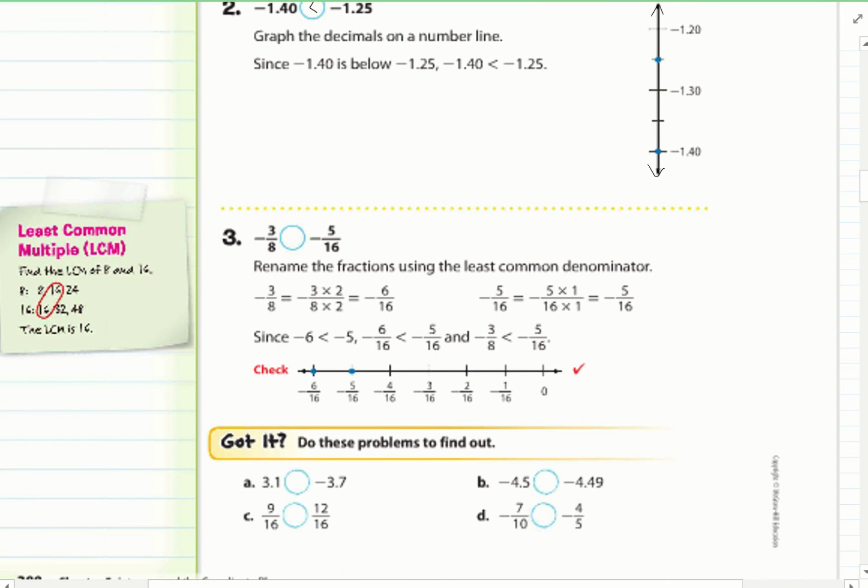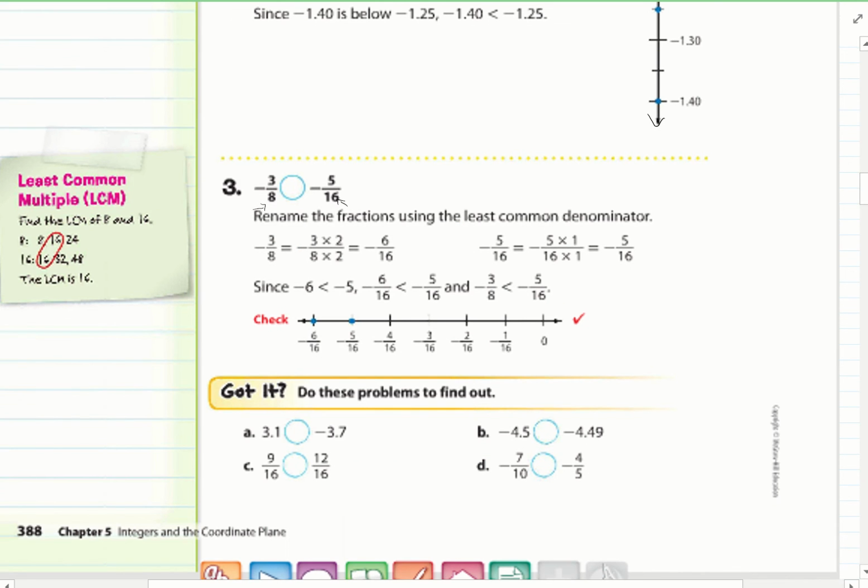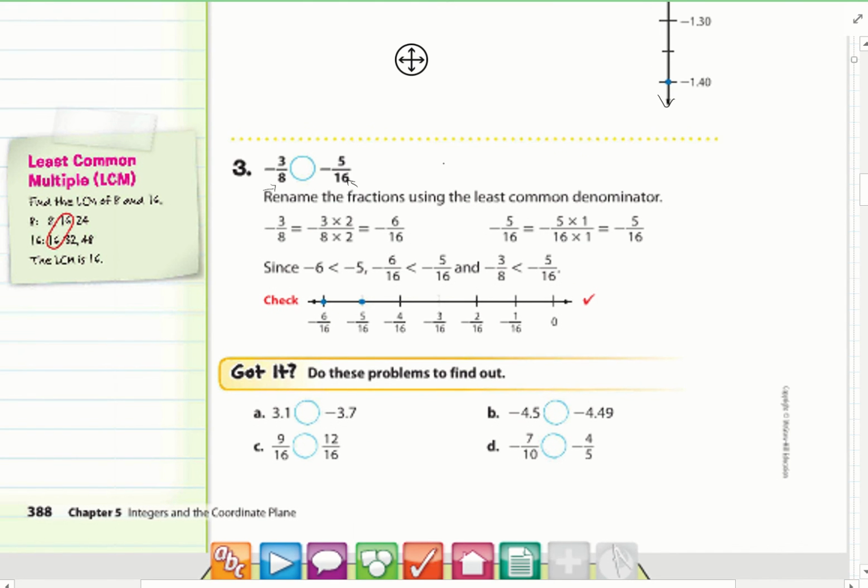So here, it says rename the fractions using the least common denominator. Since my denominators are different, I have to make sure they're the same. That's the only way I can compare those. The other option is to change them to decimals. So if I have them as the same denominators, that's negative 6/16 and then negative 5/16. Now negative 5 is larger, so I'm going to say negative 6 is less than negative 5.